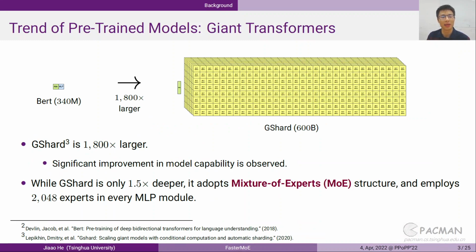Then 2 years later, we have G-Shard. G-Shard is 1,800 times larger than BERT, and it has 600 billion parameters. Significant improvement in model capabilities was observed for G-Shard. While G-Shard is only 1.5 times deeper than BERT, it adopts a new structure called the mixture of experts. It employs 2,048 experts in every MLP module, which makes the model size much larger than before.